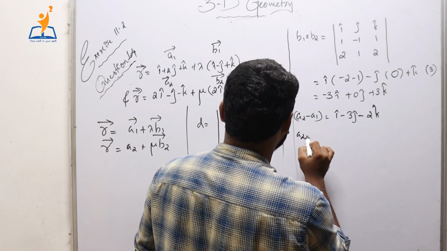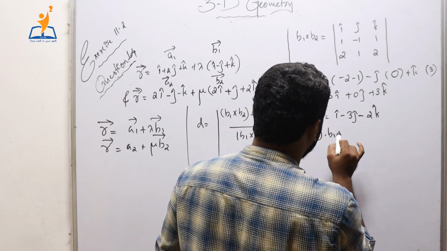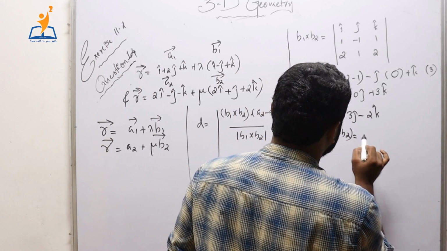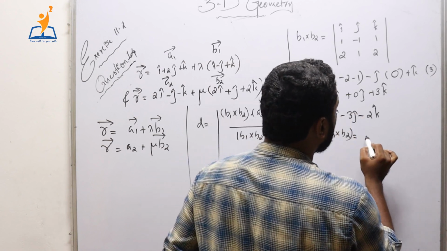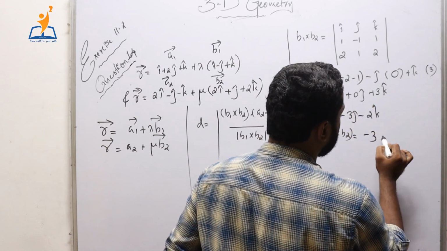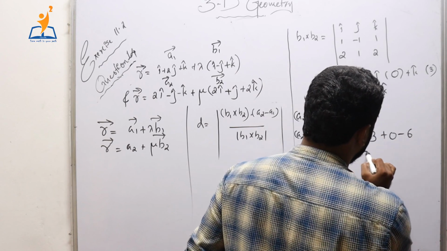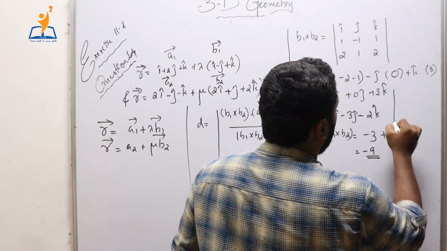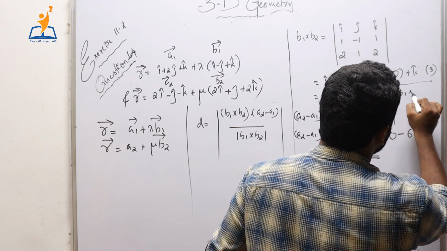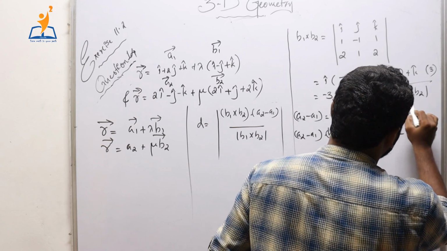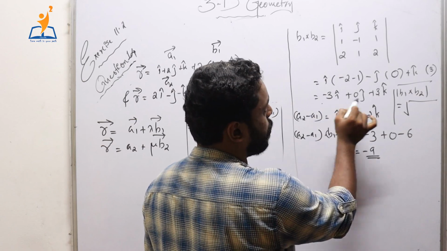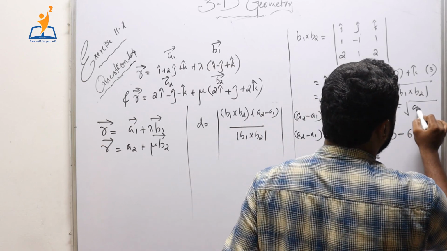Therefore a2 minus a1 dot b1 cross b2 is equal to minus 3 into 1 minus 3, 0 into minus 3 plus 0, 3 into minus 2, equal to minus 6, equal to minus 9. Now mod b1 cross b2, square root of, what is b1 cross b2? This is the b1 cross b2. So it will become 9 plus 9.